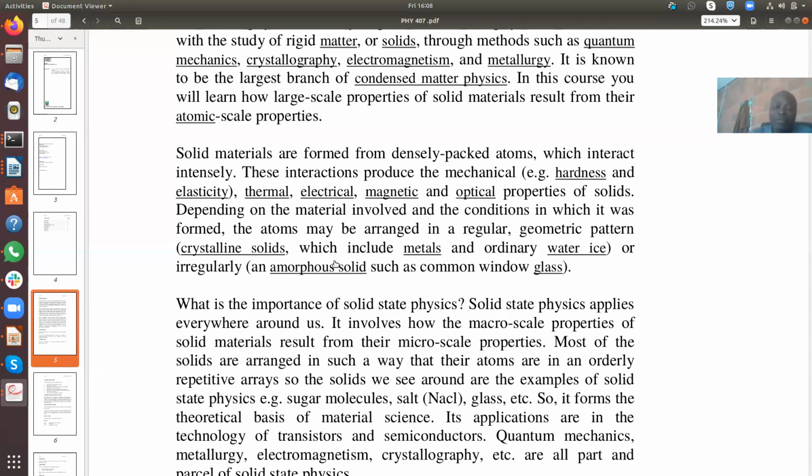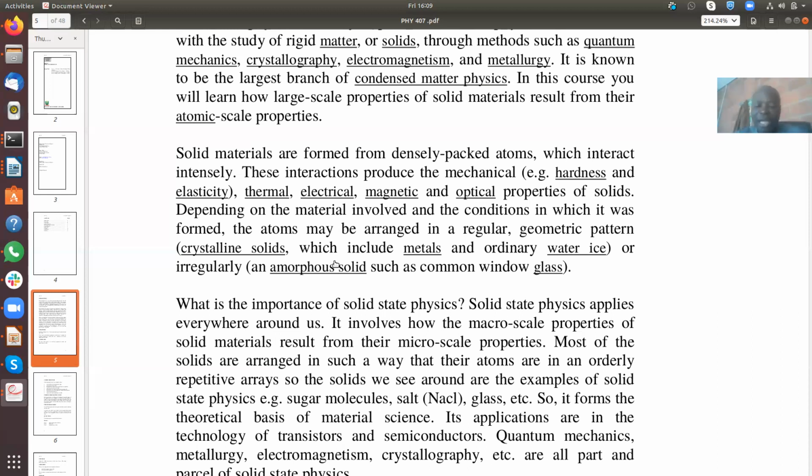Most of the solids are arranged in such a way that their atoms are in an orderly repetitive array. The solids you see around are examples of solid state physics, e.g., sugar molecules, then salt, which is sodium chloride, glass, and many more like that. It forms the theoretical basis of material science. There is no way you can understand material properties without understanding the concept of solid state physics, because it is the basis of material science that produces most of the electronic devices and appliances that we use today.